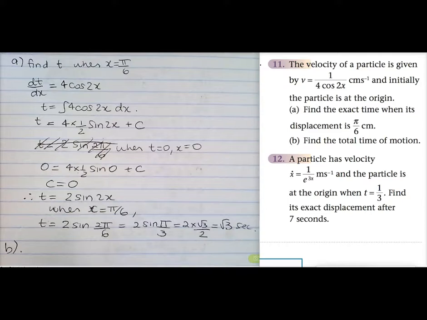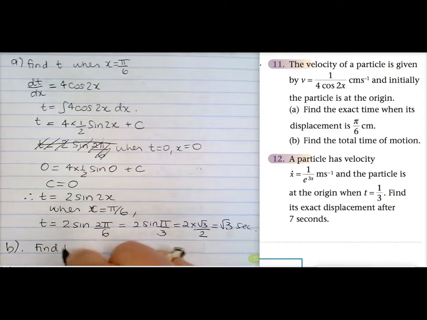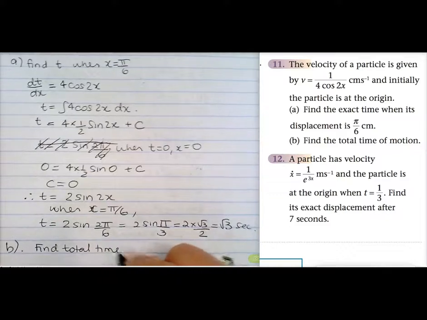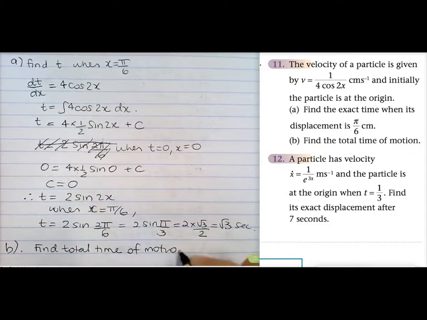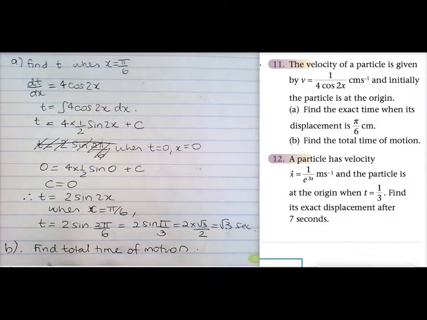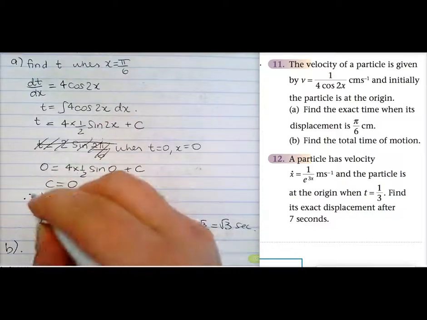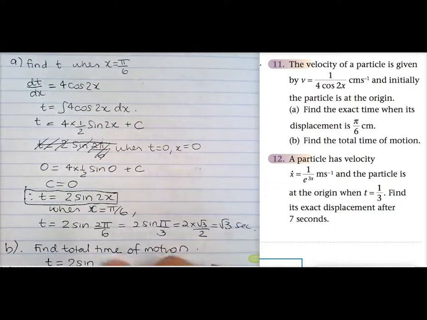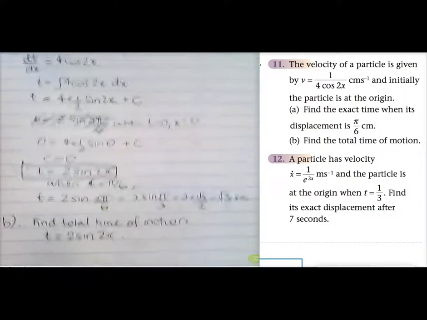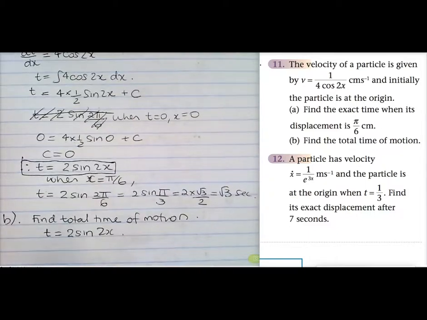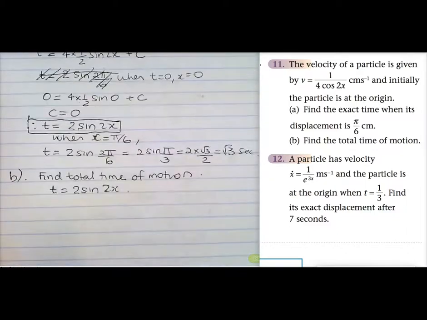B. Find the total time of motion. So does that mean you have to see when velocity is 0? Let's just write what the formula is. Find the total time of motion. T equals 2 sine 2x. Oh, I know what it means. I think it's got to do with the period, girls. Let's sketch it. How else would you do this? You don't know what to substitute to find the total time of motion.